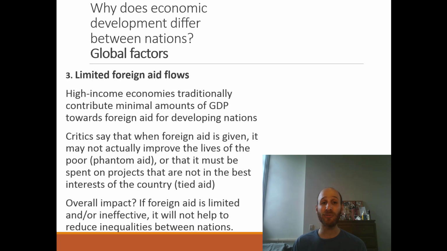So the overall impact: if foreign aid is limited and/or ineffective, it will not help to reduce inequalities between nations. Rather, it could exacerbate those existing inequalities.